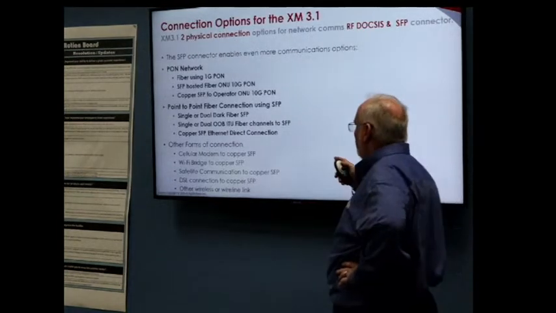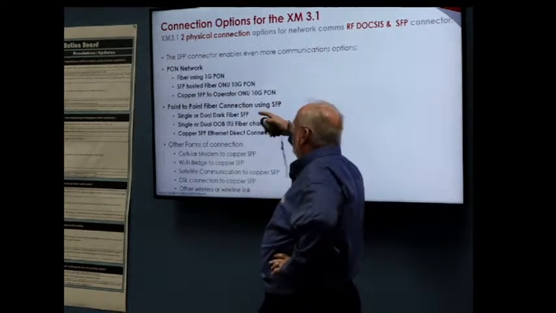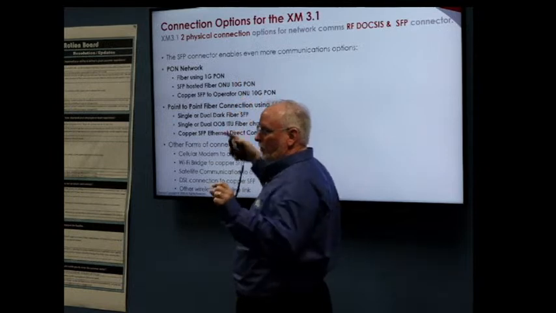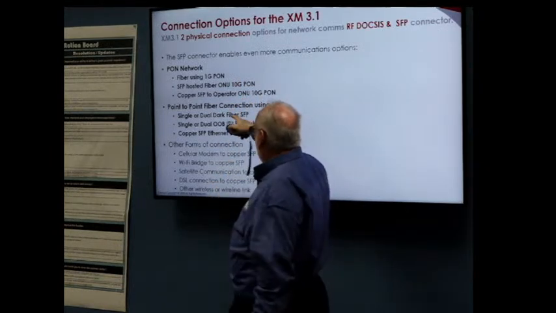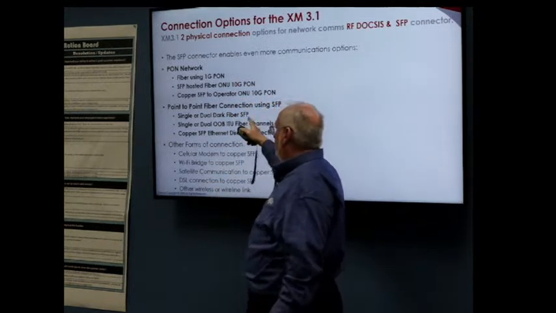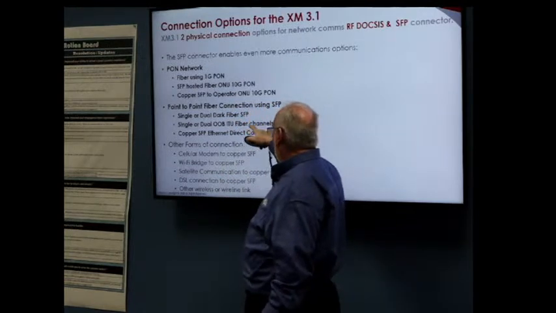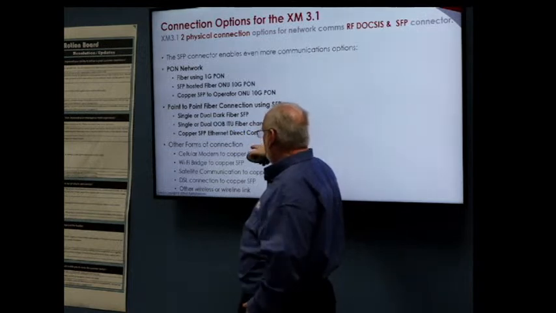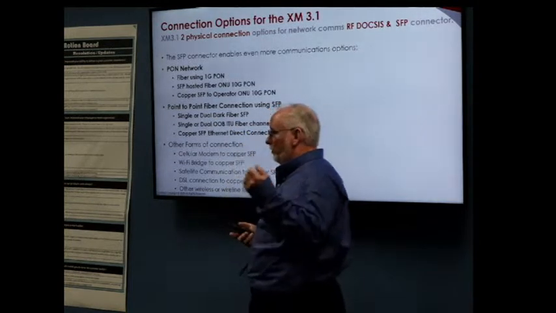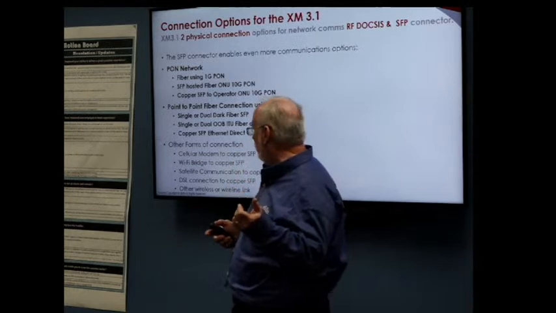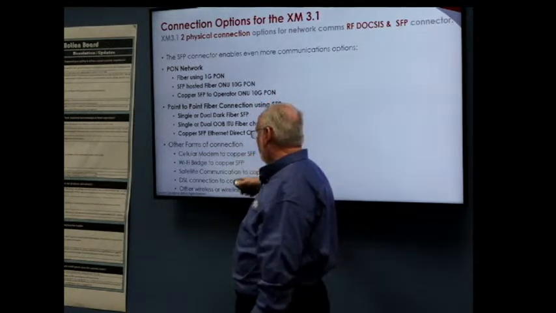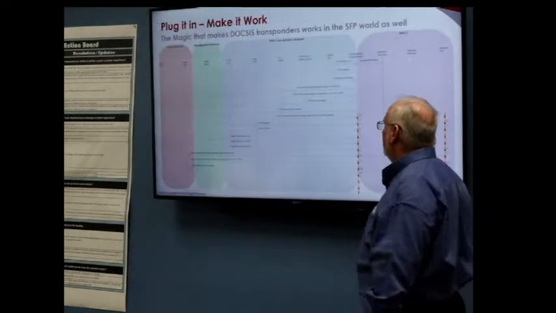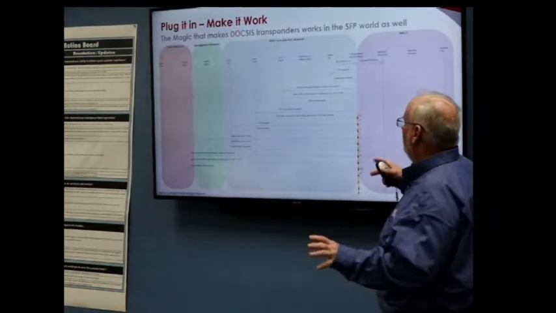So there's lots of different PON networks out there. This will work on pretty much any PON network with the correct ONU or ONU with a copper interface. Point-to-point connections can also be done through dark fiber, out-of-band channels, copper SFP, and then because you can use a copper SFP, you can backhaul it over a cellular modem, a Wi-Fi bridge, satellite communication, DSLs, whatever you want to do with it. Again, I'm not going to go into this in detail.